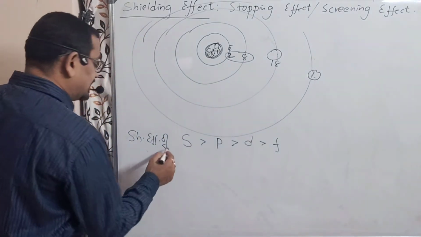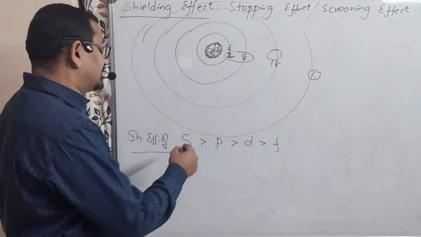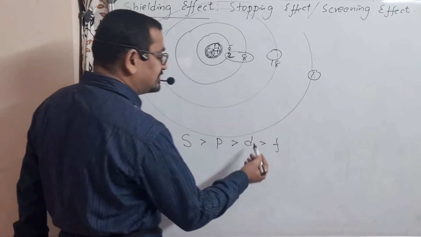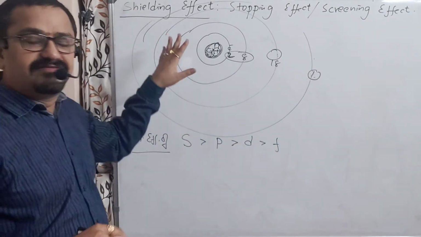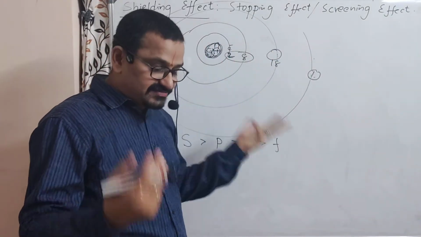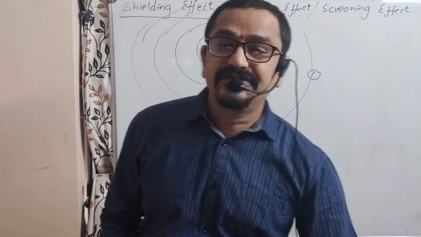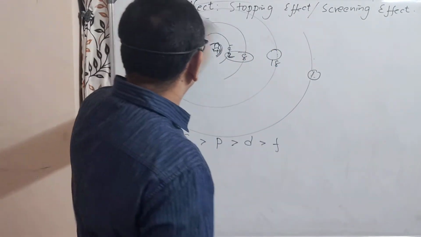So what is the shielding effect order of orbitals? S orbital or s electron can shield more effectively than p, than d, than f. This is about a shielding effect. And one more point is, more the number of inner shells and inner shells with electrons, more will be the shielding effect shown on outer electrons. This is about a shielding effect.